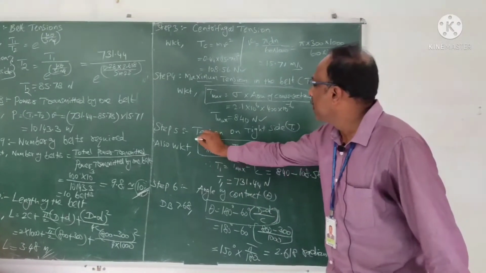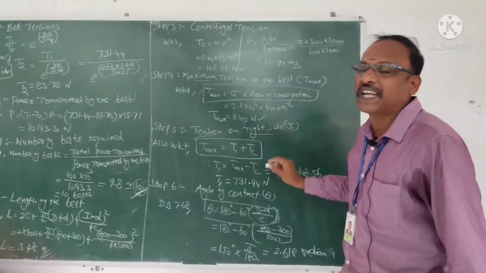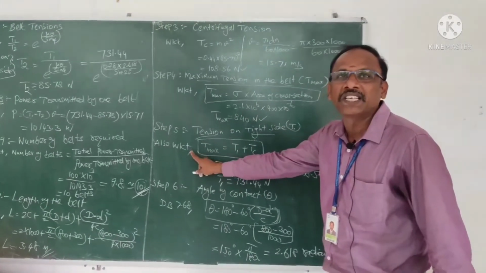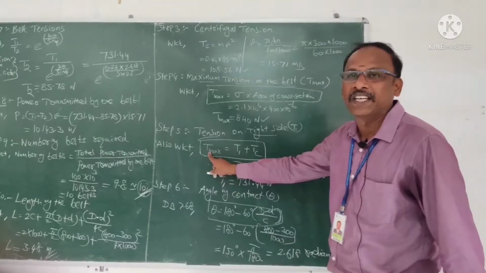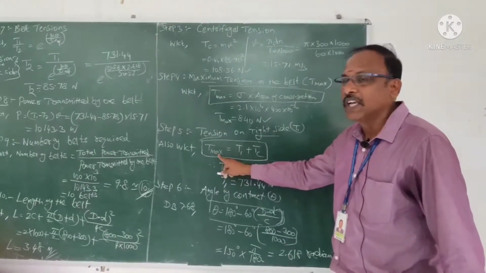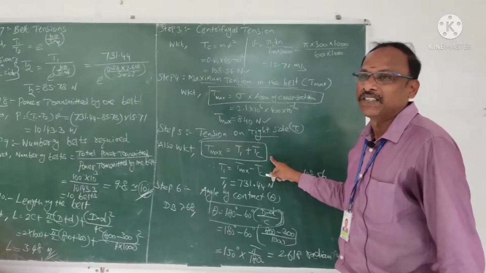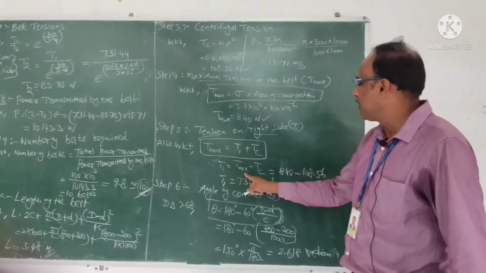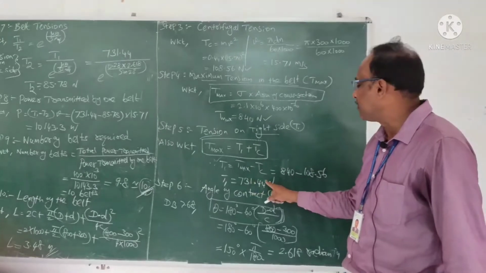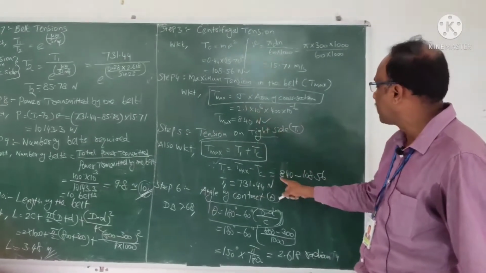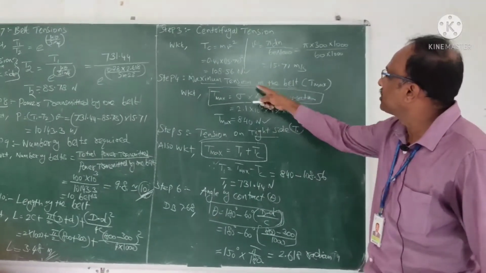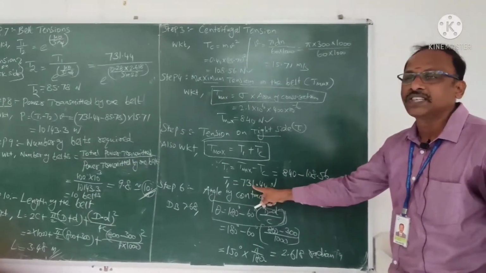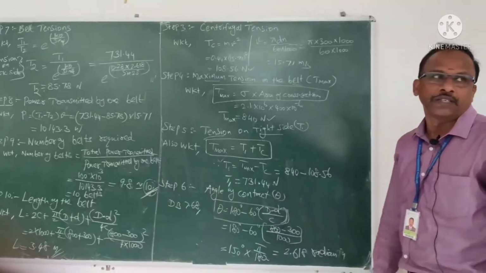Step number 5, now calculate the tension on tight side of the V belt. We know the another relationship between the T max and the T1. T max is equal to T1 plus Tc. From this relationship, T1 equals T max minus Tc. T max is already we calculated as 840, Tc is 108.56. The difference, you can get the value as 731.44 newton.